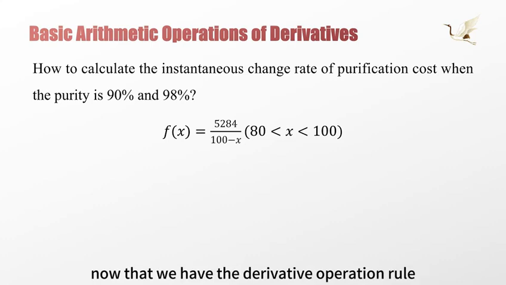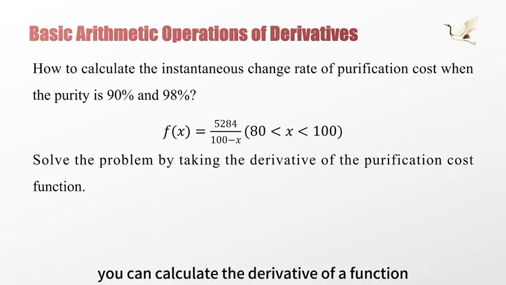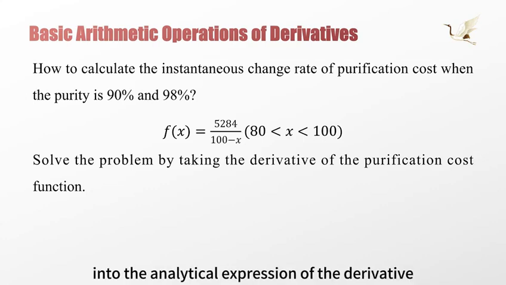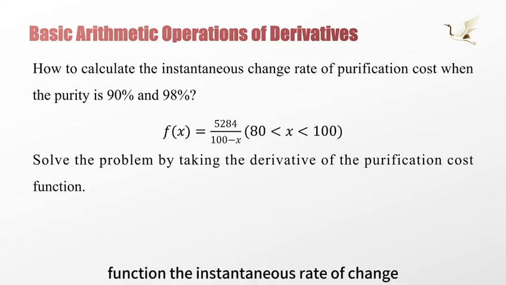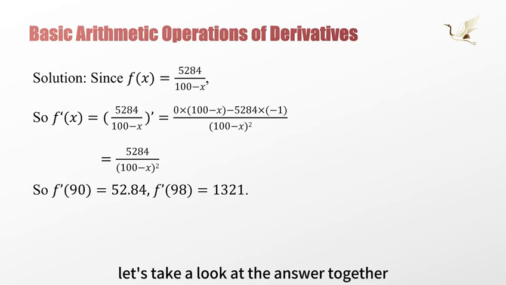Now that we have the derivative operation rules, there is no need to rely on the definition to find the derivative value of a function at a certain independent variable value. You can calculate the derivative of the function, then, by substituting the corresponding independent variable into the analytical expression of the derivative function, the instantaneous rate of change at the corresponding value can be calculated. Let's take a look at the answer together.